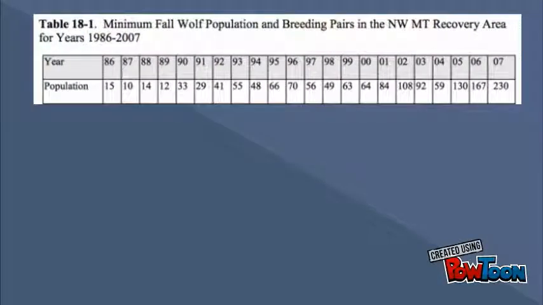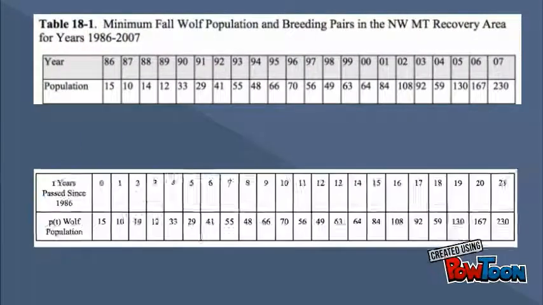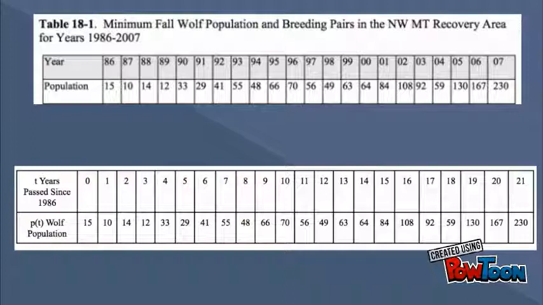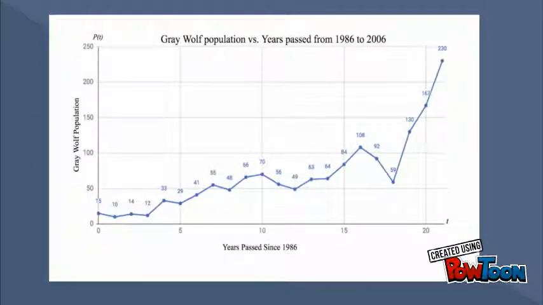We were able to obtain this data table from the study. The first thing we did was make a new data table that was in terms of years past the starting year of 1986. From the new table, we made a graph in order to better visualize trends in the wolf population throughout the years. Our variables were P, wolf population, and T, time in years past 1986. From the data, we were able to find wolf population as a function of time, represented by P of T.